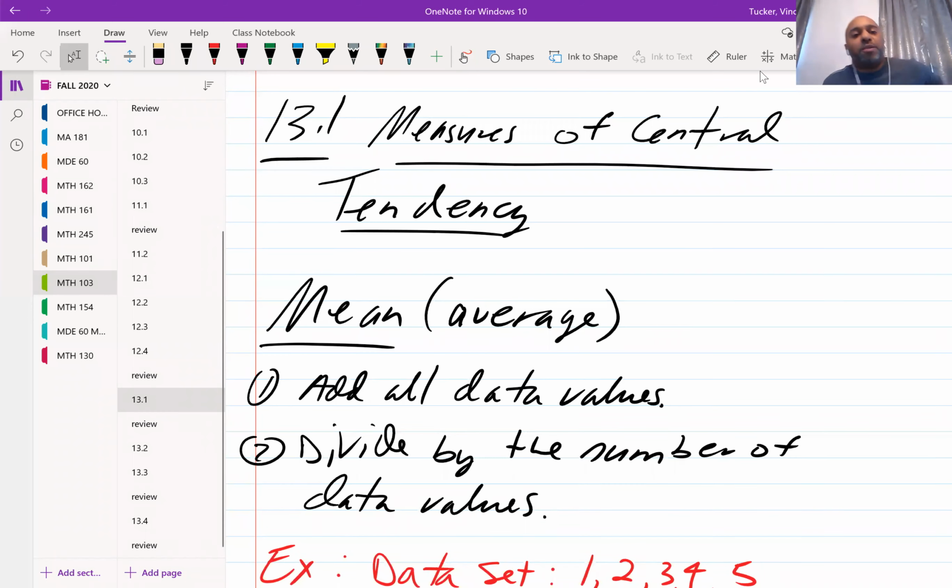All right, so 13.1, measures of central tendency. The first thing they talk about in this section is the mean, which is the average. In statistics, they call the average the mean, so they're the same thing. If you look at your steps, you add all your data values up and then divide by the number of data values. So, just the average.